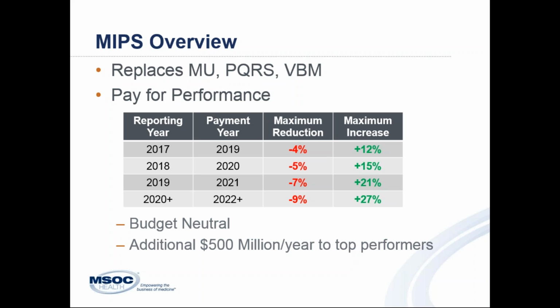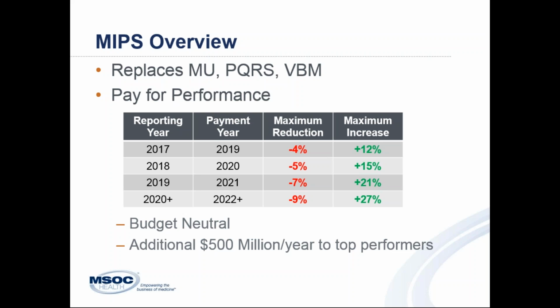Now, if you add up right now the potential penalties from meaningful use, PQRS, and value-based modifiers for the payment year of 2018 based on this year's reporting, it's like 7%, 7 to 9%, depending on the size of your practice.